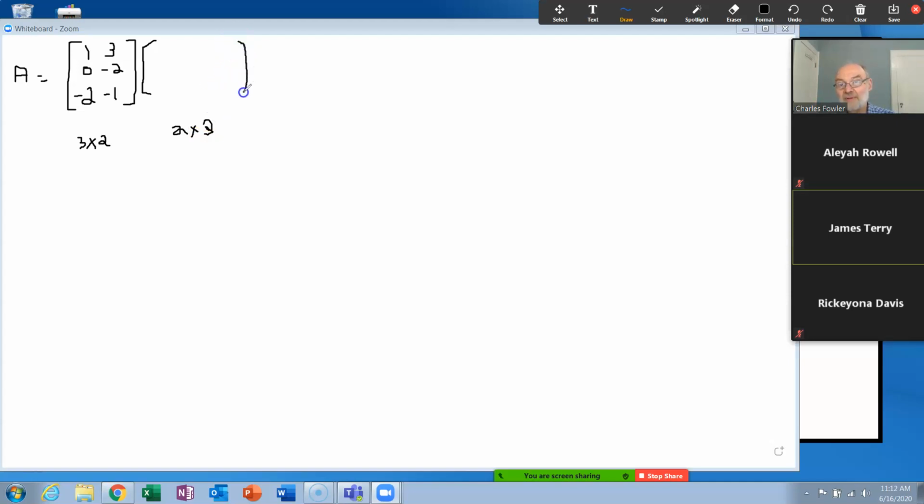So let's go on and do the multiplication. First thing you have to do is tell me what that transpose is. Give me the transpose for A. 1, 0, negative 2, then 3, negative 2, negative 1. All right. And you've already told me the size of the product is 3x3, so that's going to have three columns and three rows.